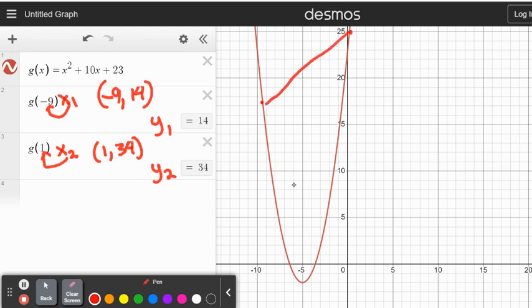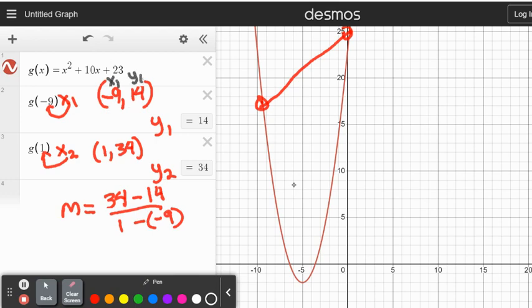So basically, what we're doing is we're finding the slope between these two dots. To find it, we just use the slope formula to find the average rate of change. And that's going to be y2, which is 34, minus y1, which is 14, over x2, which is 1, minus x1, which is -9. The naming of those dots: this is my x1, y1, and this is my x2, y2 that I put into the slope formula. And then my job is to evaluate that.